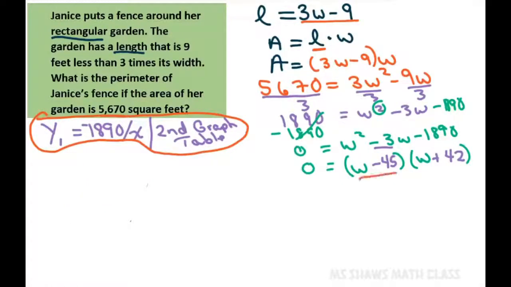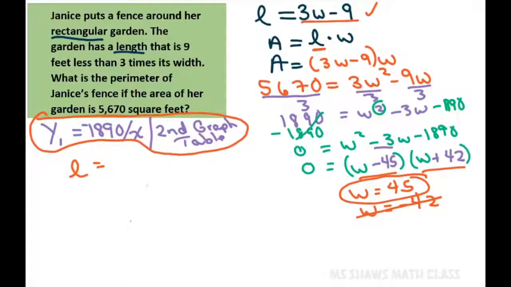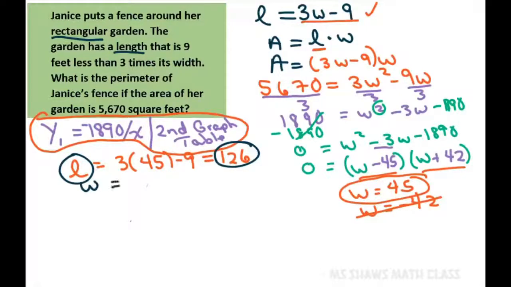So when we set each of these pieces to 0, we get w equals 45. And we get w equals negative 42. This is not going to work because width can't be negative. So we have one solution, which is w equals 45. Now we're going to find the length by plugging it back into this equation. So the length equals 3 times 45 minus 9. And that gives you 126. So now we have the length is 126 and the width is 45.